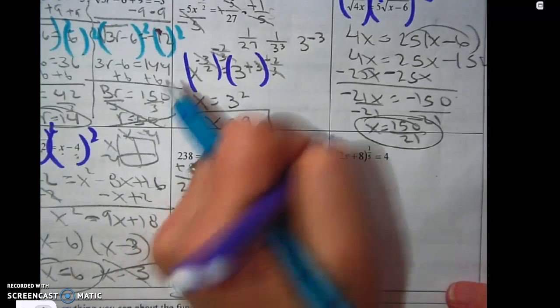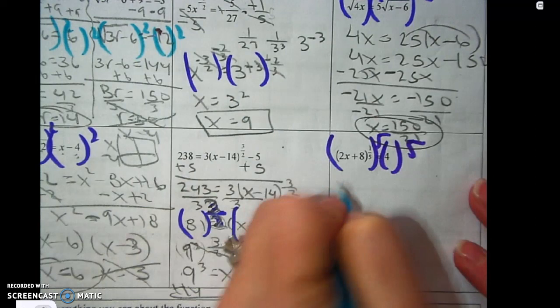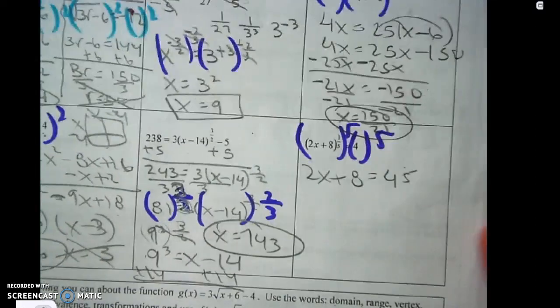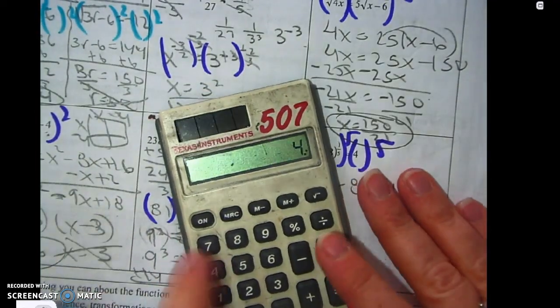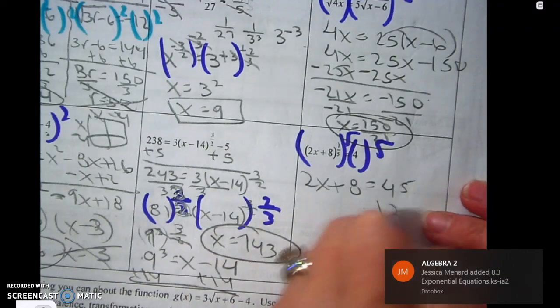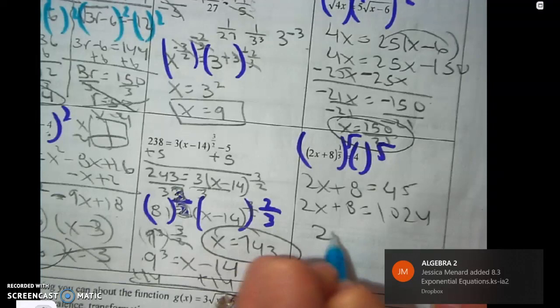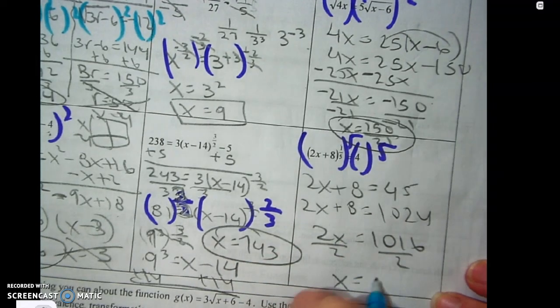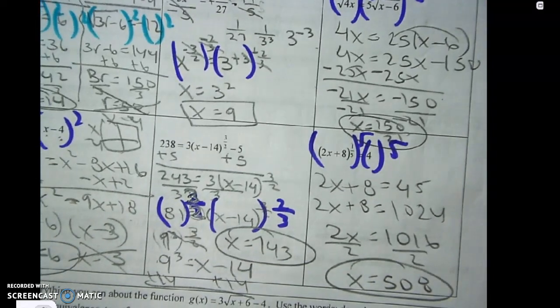Take it to the 5th power. I get 2x plus 8 equals 4 to the 5th. So do it 5 times. 1, 2, 3, 4, 5, 10, 20. Subtract 8. Divide by 2. And you're good. Okay? You want to make sure you have time to check it. Check it later. Make sure you're good to go.